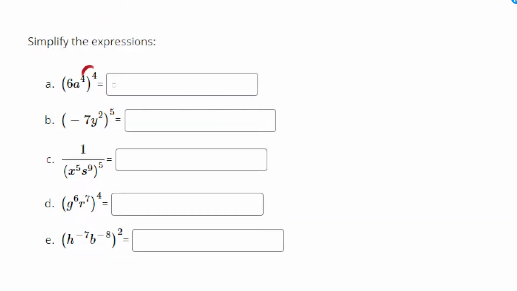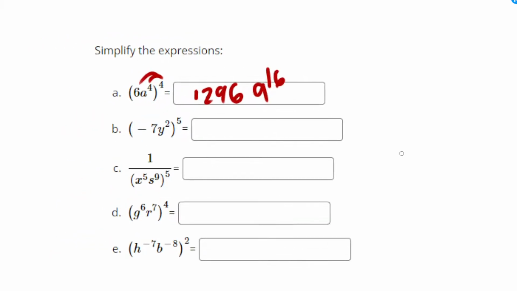This one, we know that when they're together like this, we multiply and we distribute it. But be careful that you aren't just distributing it to the a to the 4th. We also distribute it to the 6th. So it will be 6 to the 4th, which I believe they will probably want us to calculate. So 6 to the 4th is equal to 1296. So 1296 times a to the 16th, because 4 times 4 is 16.